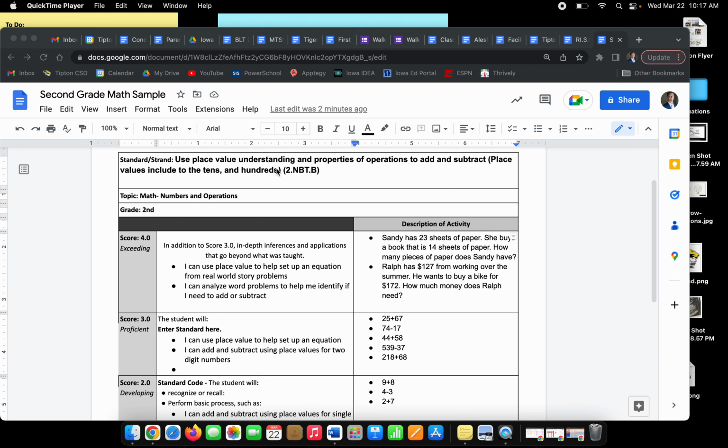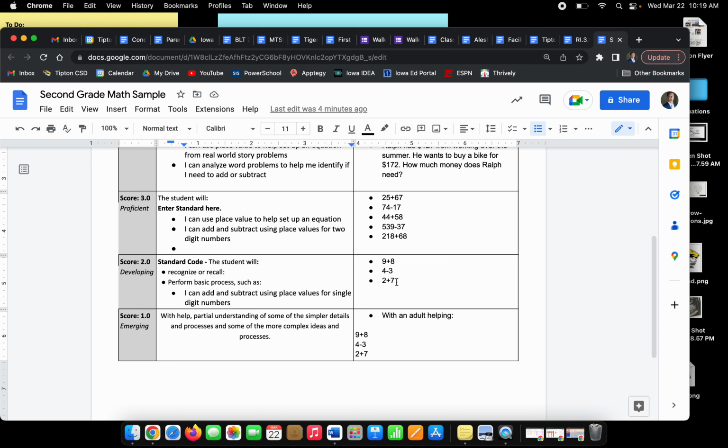Now it just makes it a little bit simpler. Once I have this 3 in here, and what is going to be proficient, how do I want them to go above and beyond? Going above and beyond that standard, instead of going into a third grade math standard, I could start figuring out ways that we could do an analysis or synthesis of their own information. One way they could do that is: I can use place value to set up an equation from real world story problems like the ones we have here, and analyze word problems to help me identify if I need to add or subtract.